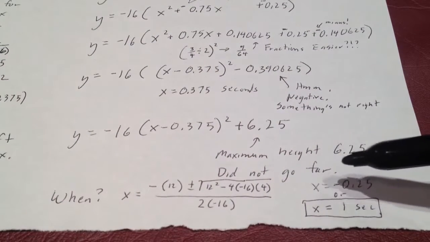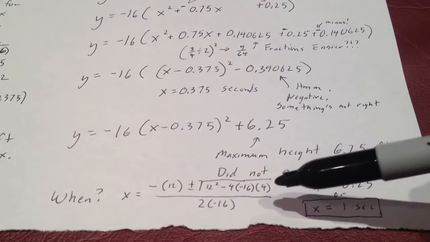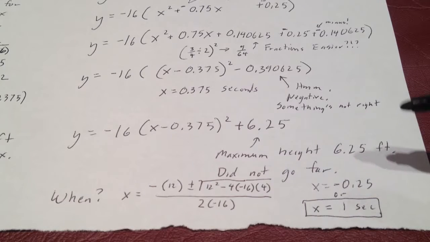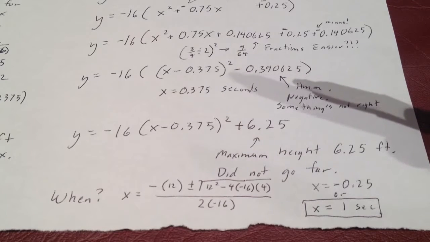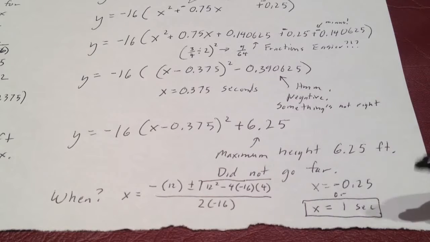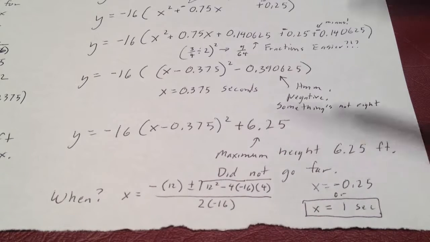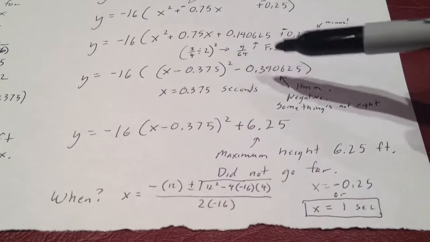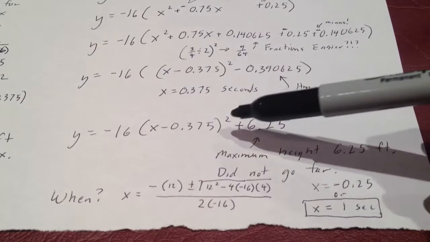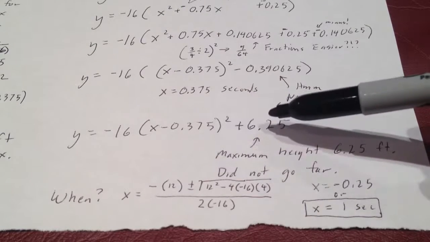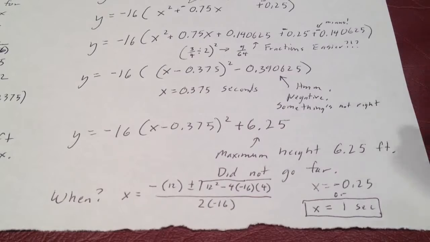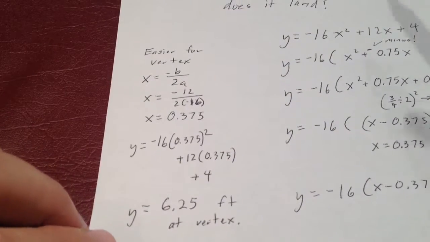And then once again, I just plug back into the quadratic formula for my negative 16 a, my b is 12, my c is 4. And I get 1 second. That negative value is because I started above 0, and therefore it thinks I had launched from the ground at a negative time. As a reminder, the easier way to find the maximum height, the positive 3.75 seconds and 6.25 maximum height, is simply do vertex form.